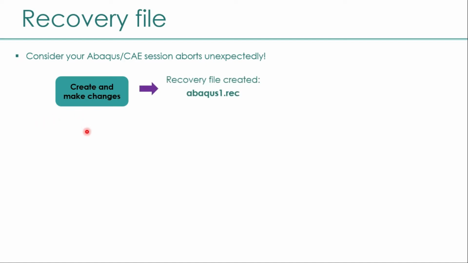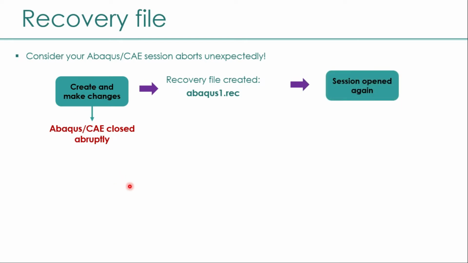Let's consider one situation where your Abaqus session aborts unexpectedly, maybe because of a power cut, or some action that you shouldn't have done in Abaqus CAE, or some other issue. Let's consider the scenario that you opened the Abaqus session, then made some changes or created some model. At this point, as you know, Abaqus creates this recovery file, abaqus1.recovery file.